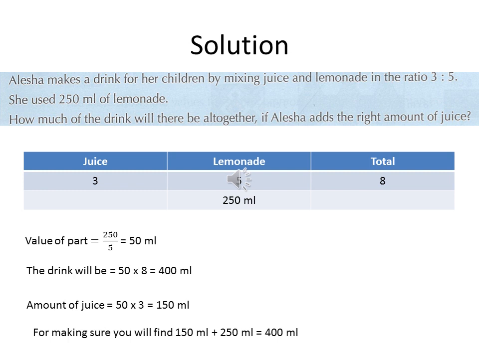But if he just asked you about the amount of juice that she used to make this drink, it's easy. The value of part is 50 milliliters. I will multiply it by 3, which is the juice ratio, and the answer is 150 milliliters. And to make sure of your answer, you add 150 milliliters of juice plus 250 milliliters of lemonade. You will find the total is 400 milliliters, which is the whole drink.